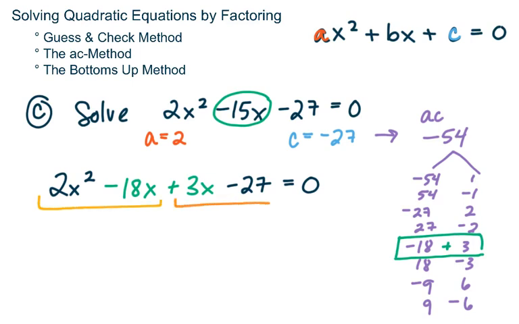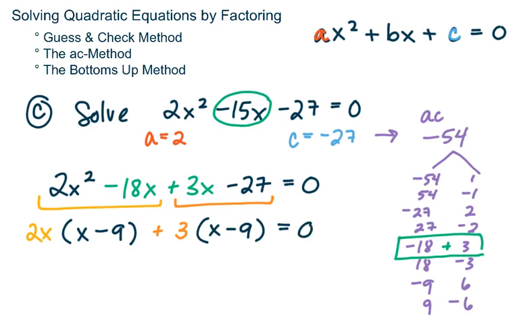And what we're going to do is we're going to use factoring by grouping. So my first two terms, I'm going to factor out a GCF. I'm going to factor out 2x. When I factor out 2x, that leaves me with x minus 9. And for my second two terms, I'm going to factor out a positive 3. You'll notice when I factor that out, that also leaves me with x minus 9.